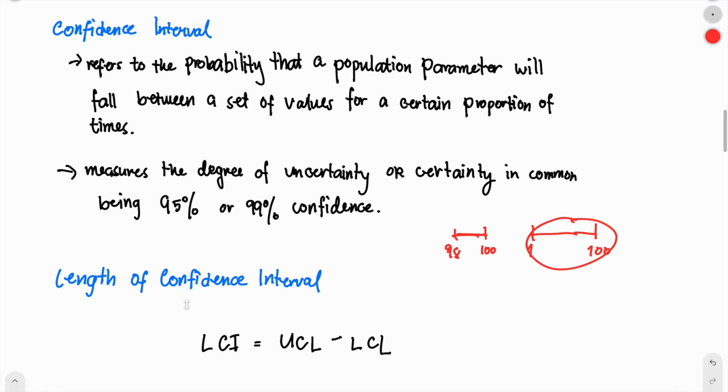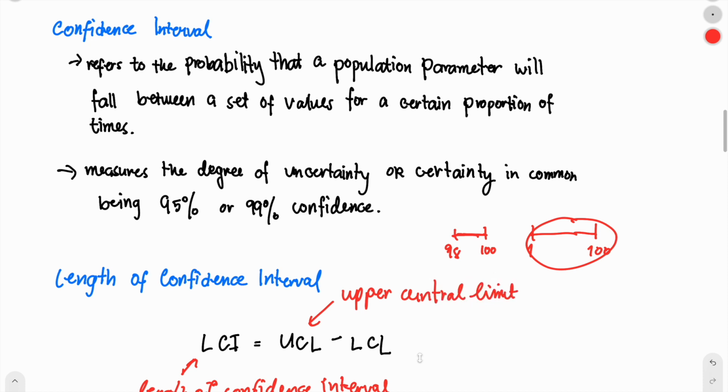So the formula for the length of confidence interval, LCI, is the upper central limit minus the lower central limit.